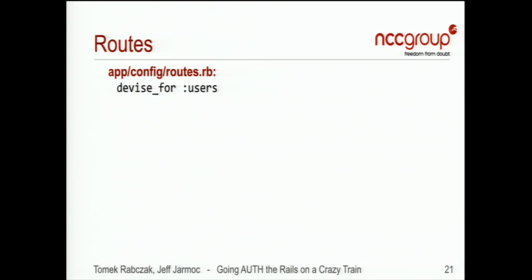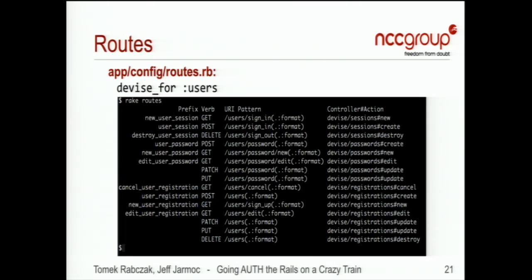Within the routes file that Tomek mentioned, which maps URLs to controllers, we really just see this one line. It just calls this devise_for helper and tells it that we want Devise on our user object. If we do rake routes, we see that one line actually gives us a whole bunch of different mappings to controllers from Devise. Now again, this is the default and it's going to vary depending on what modules we have turned on and off. But you'll see that this gives us things like a sign-in page, a sign-out page, password change, password reset, and so on.